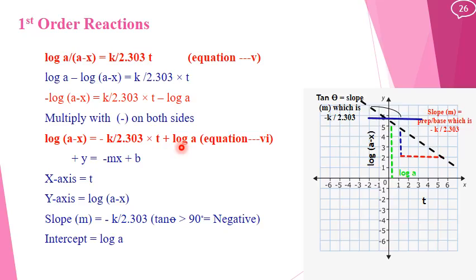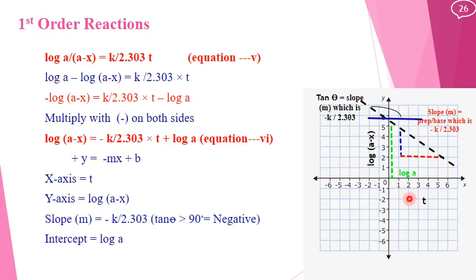This is another equation of a straight line, and we can represent this equation on our graph like that of y is equal to mx plus b. Y is our log of a minus x at the y-axis, and t is our x coordinate along the x-axis, where the slope will be minus k over 2.303, that is our minus m value. And we can find this value by both methods, by measuring the tan theta, and also by drawing a right angle triangle. And b is the intercept of our graph, meaning this linear equation has intercept form.